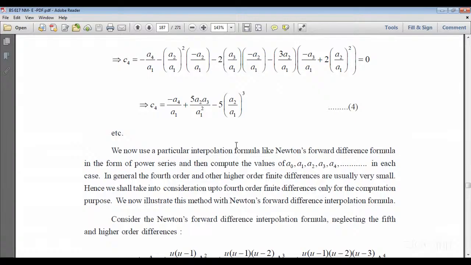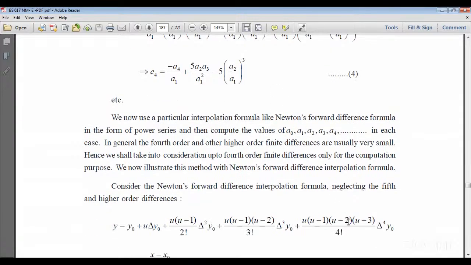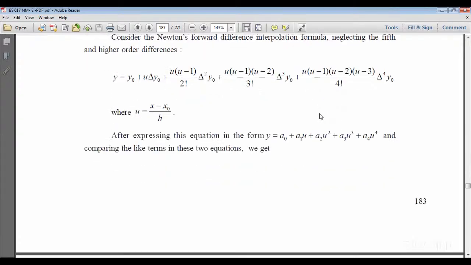Now we illustrate the method with Newton's forward difference interpolation formula. Consider Newton's forward difference interpolation formula, neglecting the fifth and higher order differences. y is equal to y naught plus u del y naught plus u into u minus 1 by 2 factorial del square y naught plus u into u minus 1 into u minus 2 by 3 factorial del cube y naught plus u into u minus 1 into u minus 2 into u minus 3 by 4 factorial del 4 y naught. We are taking u as x minus x naught by h.